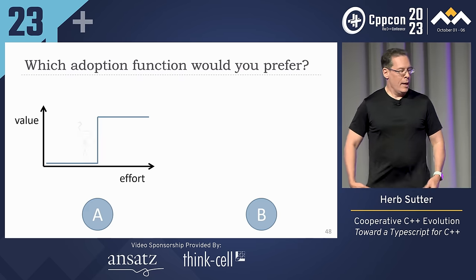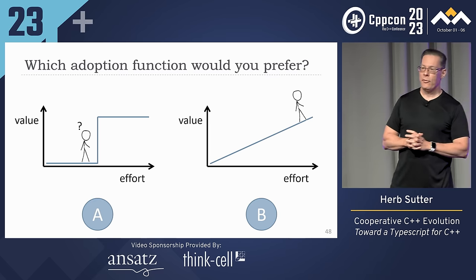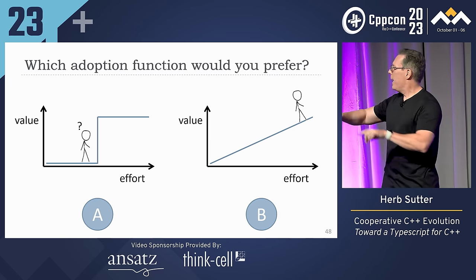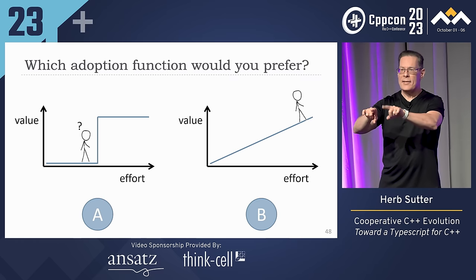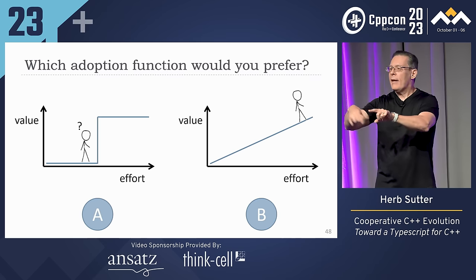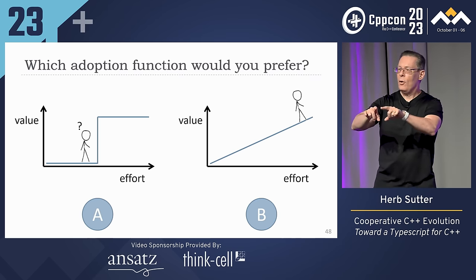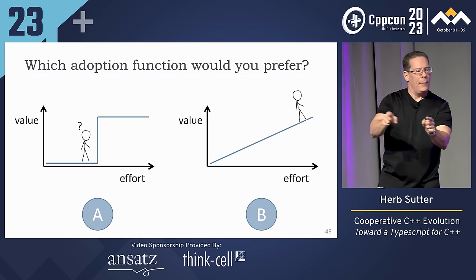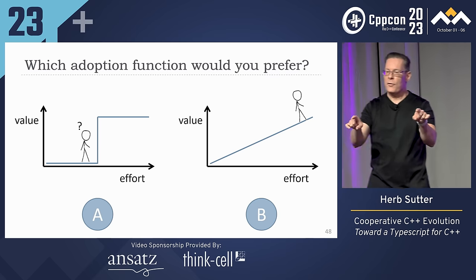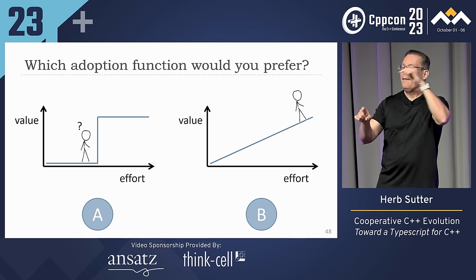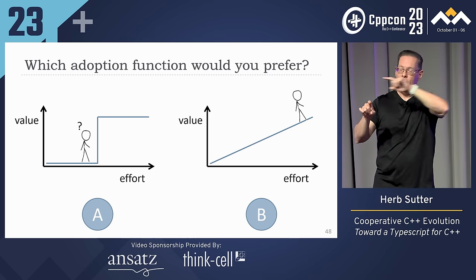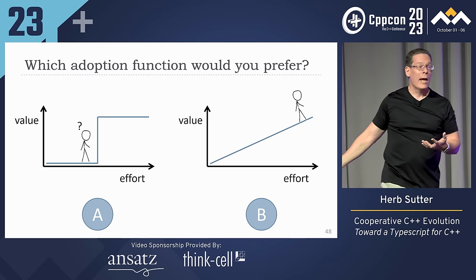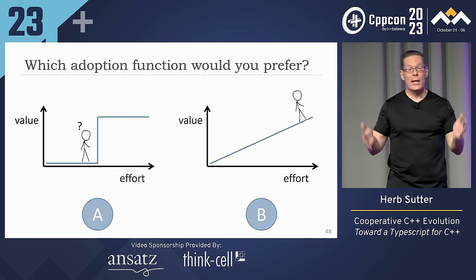So which of these adoption functions would you prefer? Your user has to, on option A, start putting forth a lot of effort and doesn't see any value at first, but once they've annotated all their code enough and once they've linked the right libraries, installed the right tools, then they start seeing some value. But you've got to get them through all this work first before they start seeing value. That's an adoption step function. And if the step is high enough, as it is in this picture, it starts to look a lot like a wall.